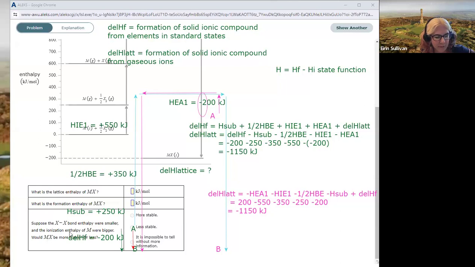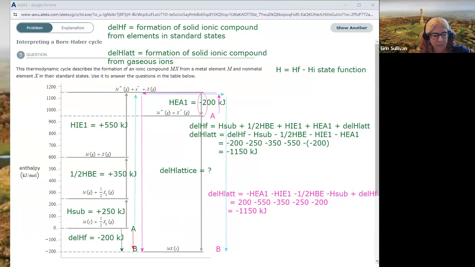Would our MX product be more stable or less stable? So first of all, let me show you a couple of things. On this energy diagram, wherever this product is right here, it's at minus 200 kilojoules per mole. The more negative that is, the more stable it's going to be, because it's going to be lower energy. So if that MX moves this way, that is going to be more stable. And if the MX moves the other way, that is going to be less stable, okay?